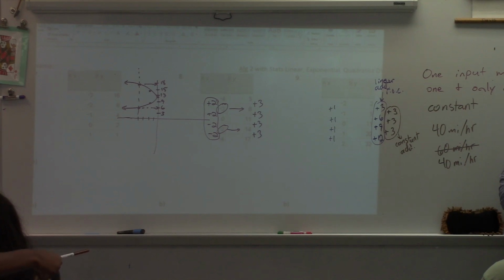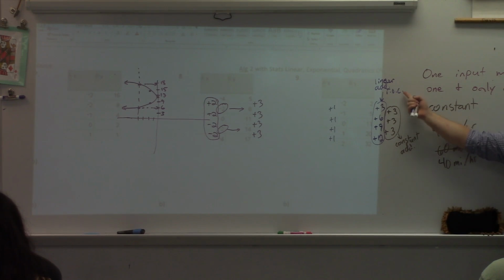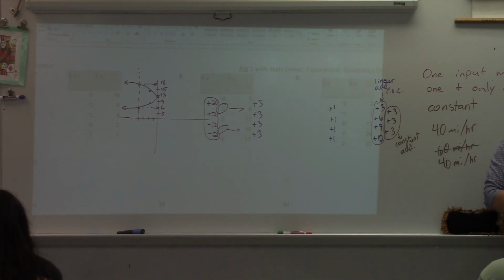Okay, so quadratic table. If it is a quadratic table, it has a linear additive rate of change. Some quadratics are easy to convert to a graph and see. This one's not, because I didn't give you the vertex and I didn't give you the x-intercepts. But it is quadratic based on the rate of change.